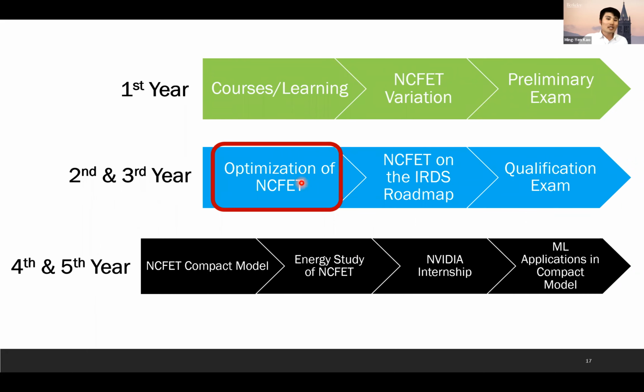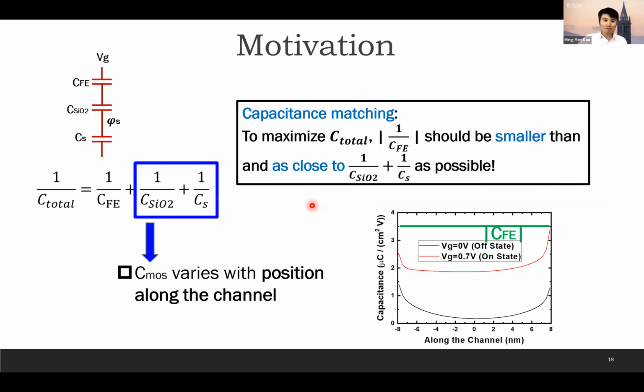So at the start of the second year, I'm going to talk about the second project, optimization of NCFET. We saw this simplified circuit before, and I'm going to talk about the motivation of why we are doing that in these slides. We know that this is the equivalent circuit equation: the inverse of the total equivalent capacitance will be this inverse sum. And with this blue box, we can combine the 1 over silicon dioxide and 1 over silicon to be represented as C_MOS, which is the capacitance of the MOSFET.